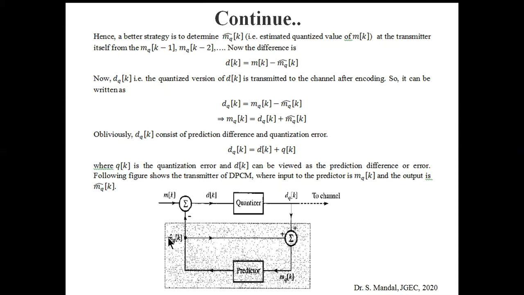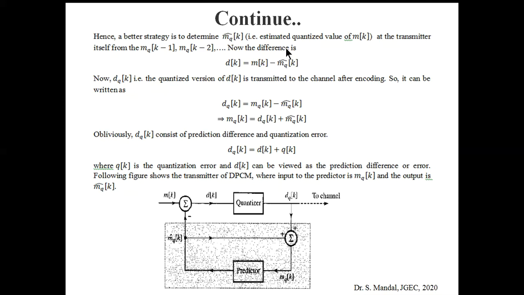So mk minus mqk, that is nothing but dk. So as per the equation you can build this. Now if dk is passing through the dq quantizer, obviously it will become dqk. So this one is the dqk, and the encoded version of the quantized value of this difference signal is sent to the channel. Okay. Now coming to this equation, the question arises how we can achieve this mqk.